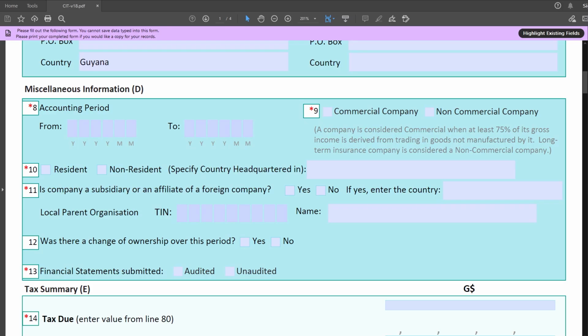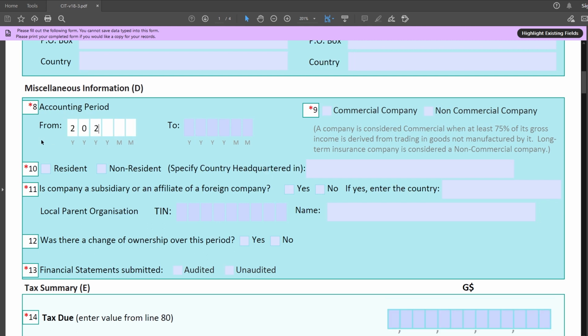Miscellaneous information and tax summary. The majority of fields in the miscellaneous section are mandatory. Therefore, pay keen attention to fields 8, 9, 10, 11, and 13. It is compulsory for the return preparer to enter the accounting period, whether it's a commercial company or not, resident or non-resident, a subsidiary or affiliate of a foreign company, and whether the financial statements submitted were audited or unaudited.